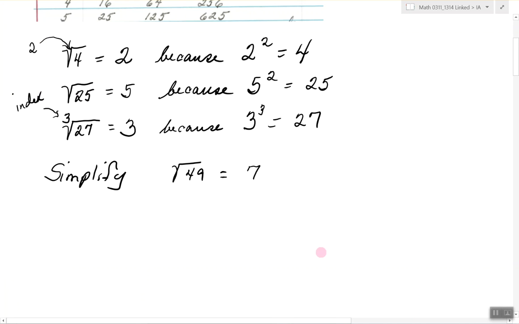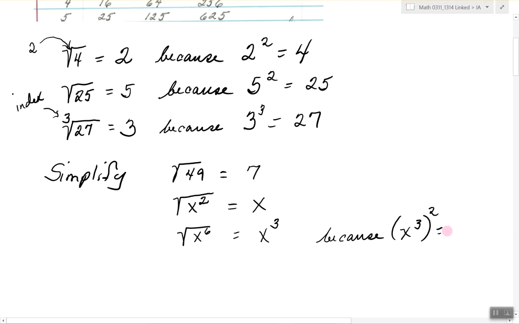So, to simplify means to take the square root. If I had the square root of x squared, that would be equal to x, because x to the second power is x squared. If I said what's the square root of x to the 6th, it would be x to the 3rd, because x to the 3rd squared, we would use our power rule for exponents, that's one of the reasons we studied them, is x to the 6th.